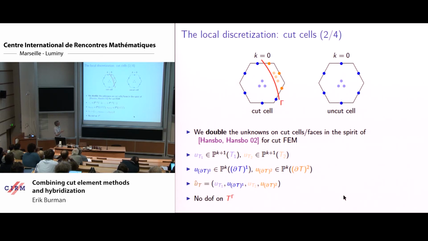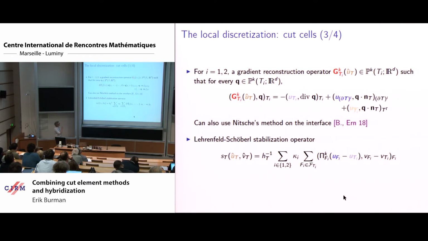So here's the cut cell, and here's the uncut cell. So then I need to introduce a T1 and a T2 unknown. But the important thing to observe is that there are no degrees of freedom on this T gamma, the cut here. So then we introduce a reconstruction operator in each of these subcells, which looks the same up to this term here, which now doesn't couple to a skeletal variable, but couples to its neighbor.